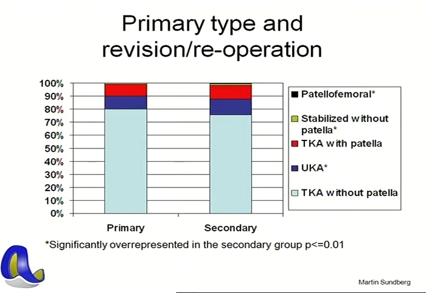So in this slide you see in the left bar the type of primary arthroplasty, and in the right bar you see what kind of primary arthroplasties are represented in the group who had a reoperation or a revision. The patellofemoral prosthesis, the stabilized prosthesis and the uniknees are overrepresented in the group with further surgery. So I guess if you have a problem with a uni or a patellofemoral prosthesis, the threshold for converting them to a total knee is low.